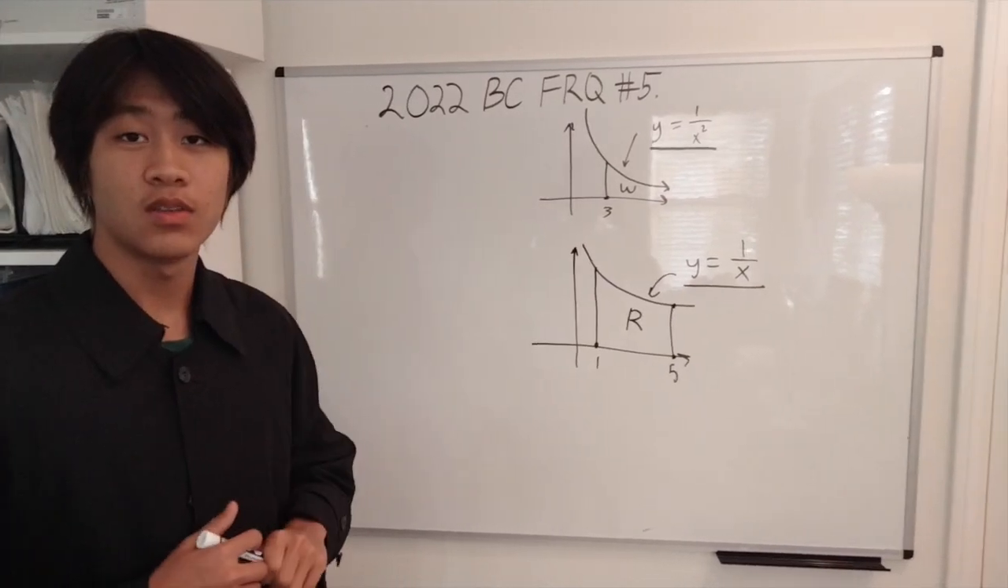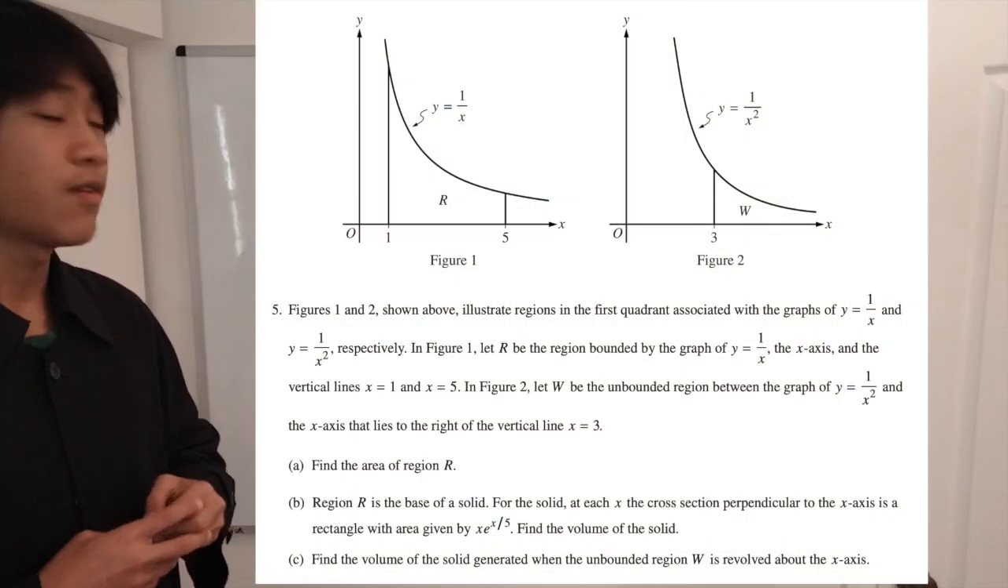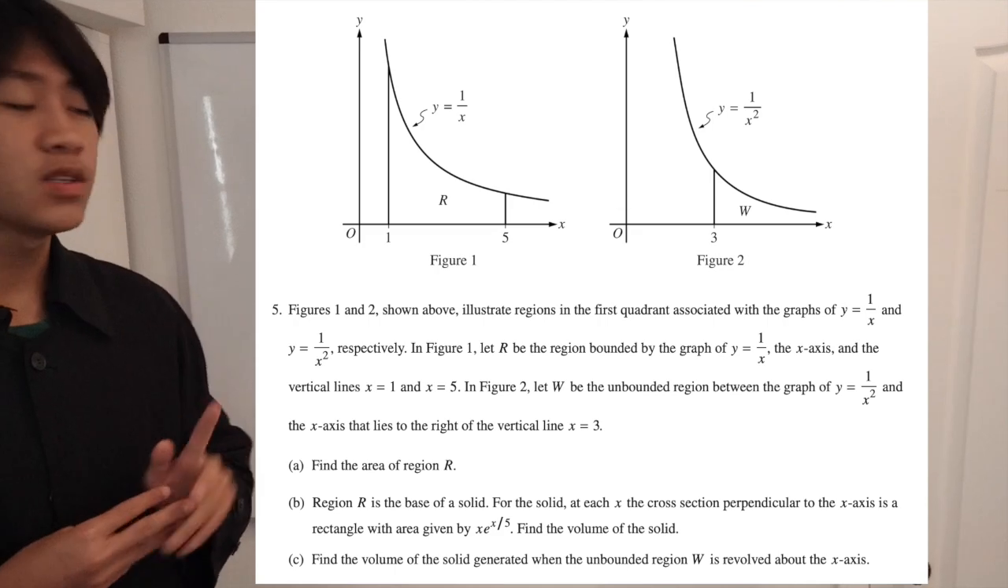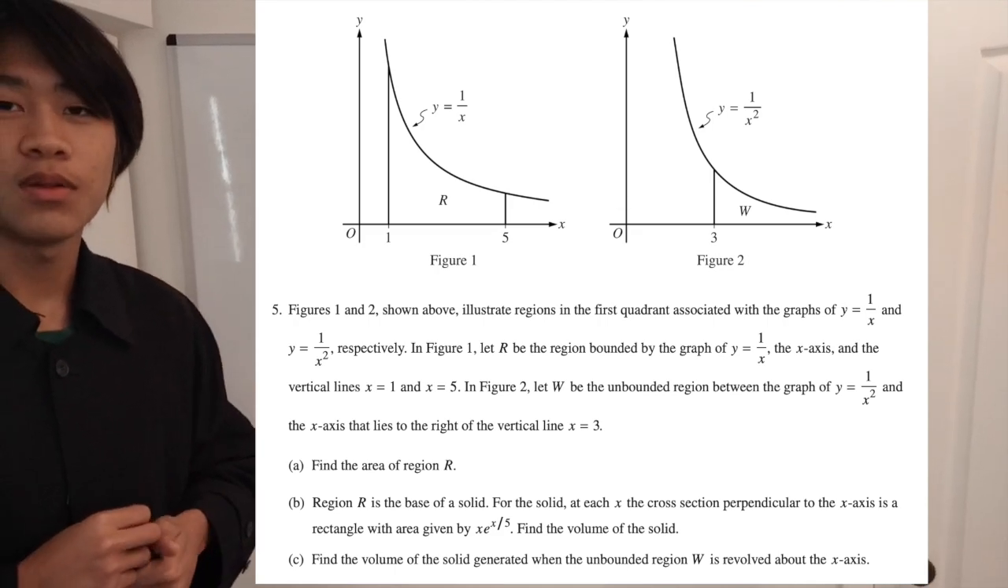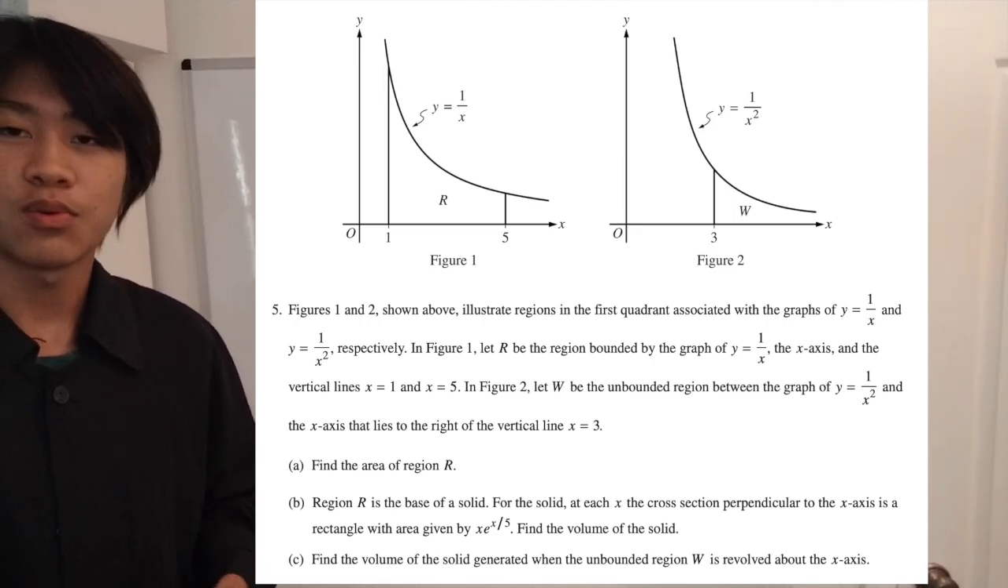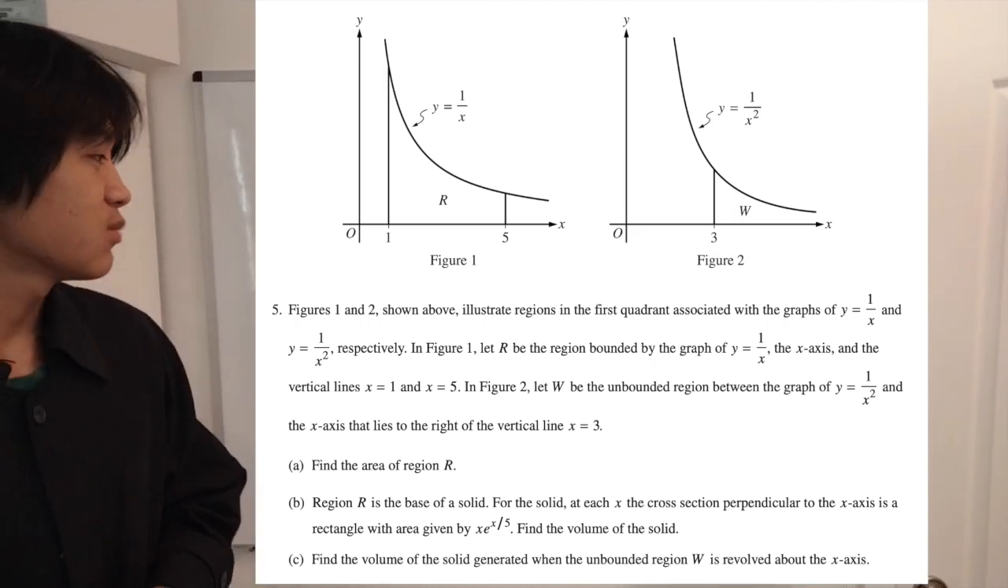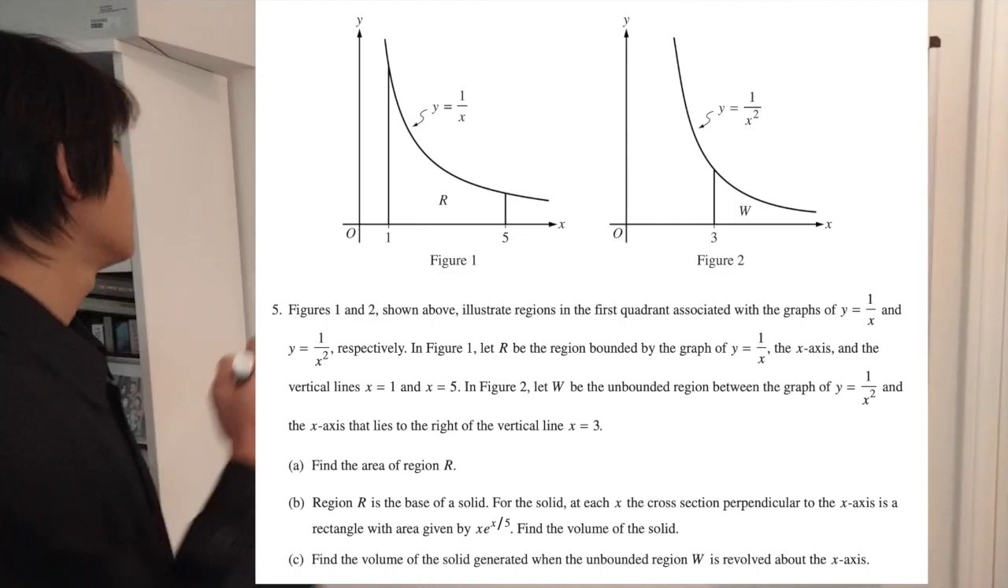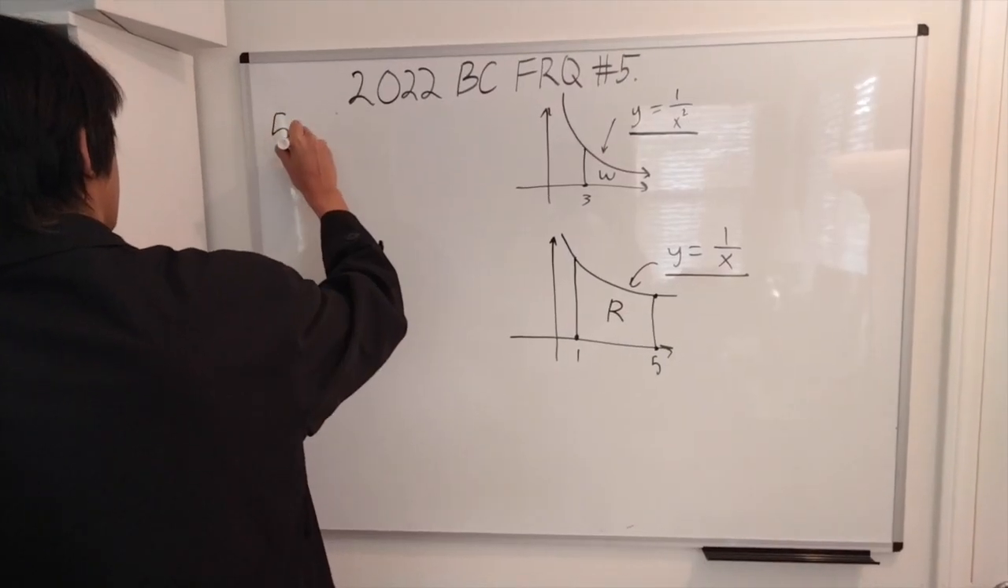Let's start with 2022 BC FRQ number 5. This problem is a pretty good problem because you need multiple techniques. I'm not going to spoil what they are, but it makes this problem pretty interesting. So, 5a.